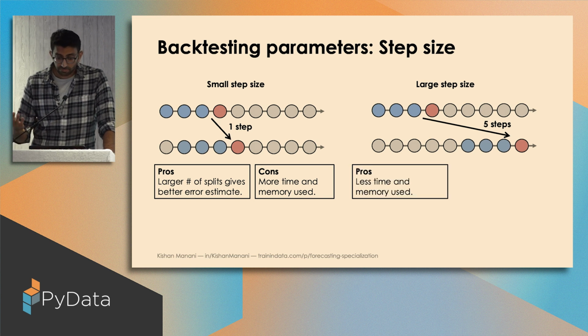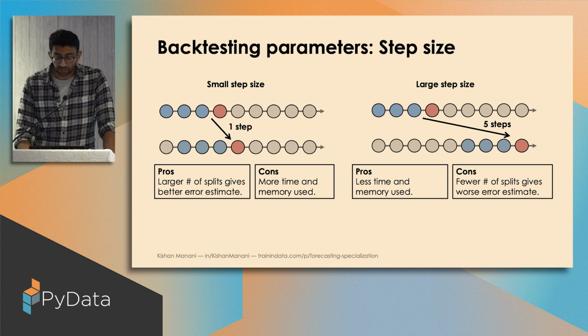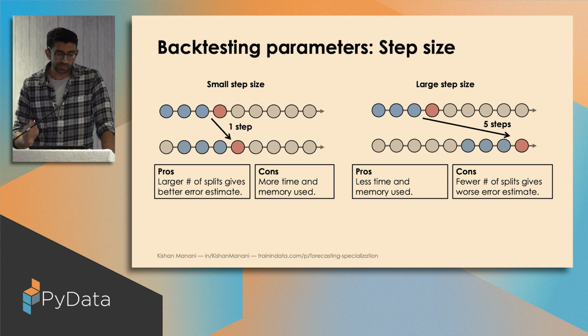If you have larger step sizes, you've got fewer splits, and therefore it takes less time and memory to run backtesting, but you will get a worse error estimate. Now, when you're working with a very small step size, it's very likely that the errors are going to be quite highly correlated as you move one step at a time. So you can actually increase the step size without reducing how good your estimate of the error is. And so it's not actually that much of a trade-off.